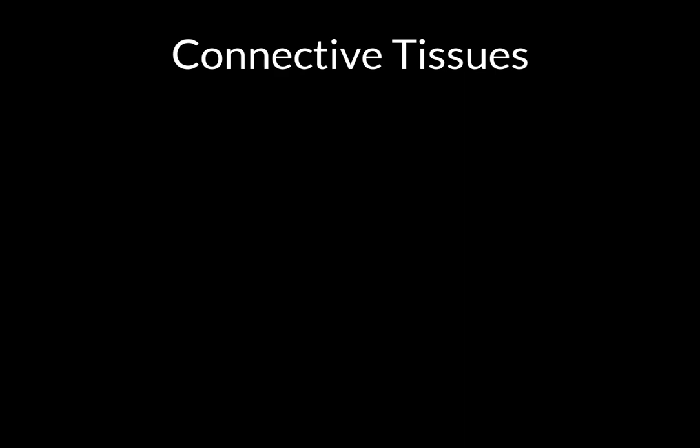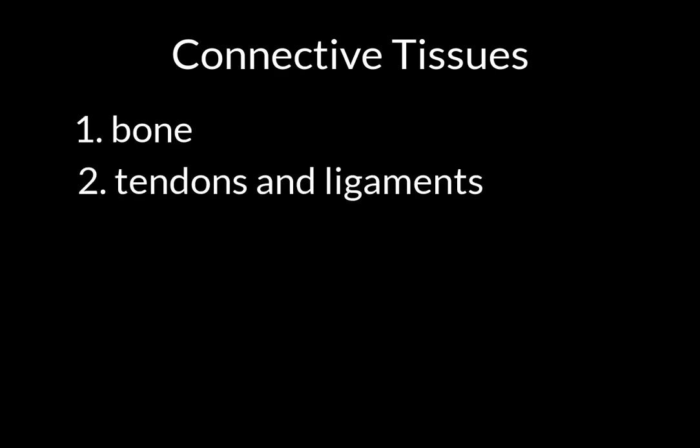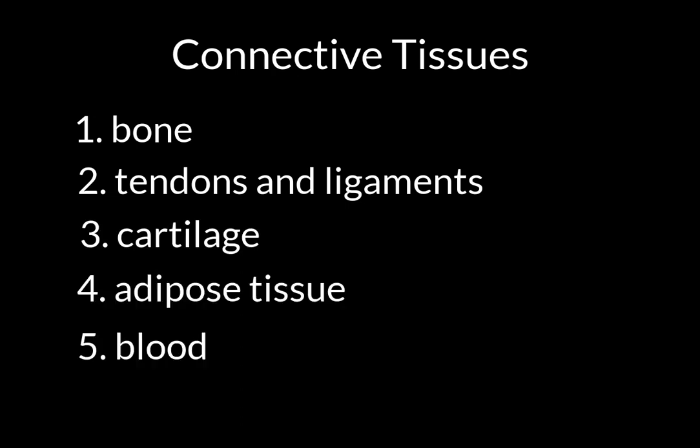Connective tissue makes up bone, tendons and ligaments, cartilage, adipose tissue, and blood. We're going to touch on most of these structures except for blood. Blood will be covered when you move on to Bio 204, but just know that it is a connective tissue.